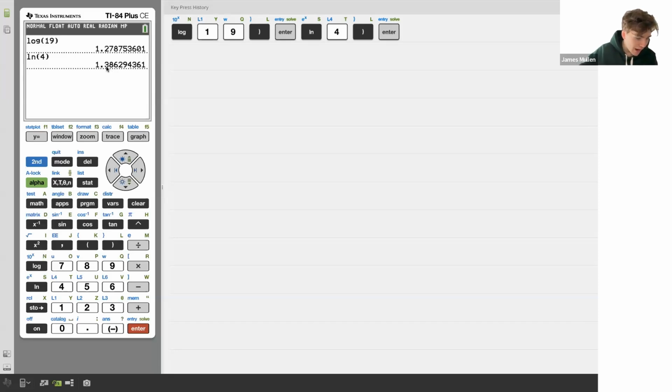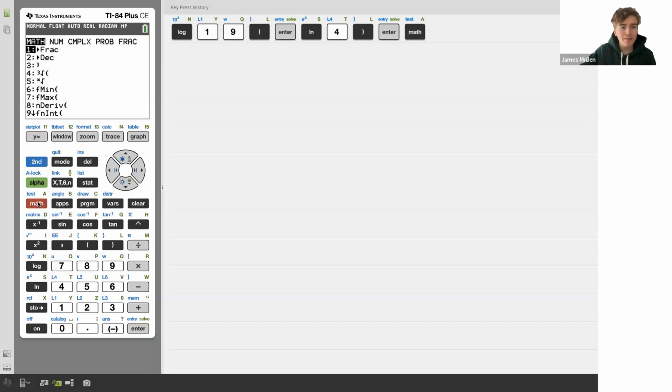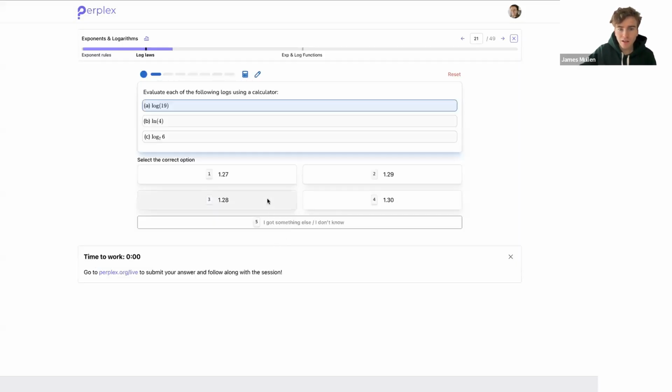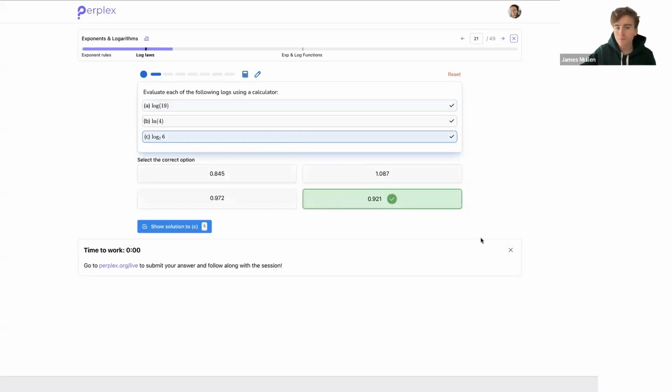And then part C, we're asked for log base 7 of 6. So this one you're not going to find immediately on the keyboard. What you can do is if you hit math and you scroll down, you will find log base. And then you'll get something like this, and you can just type in, I want log base 7 of 6. And that's going to give me 0.921. Remember, rounded to 3 significant figures. So let's go back to the answers. And I had 1.28, 1.39, and 0.921.